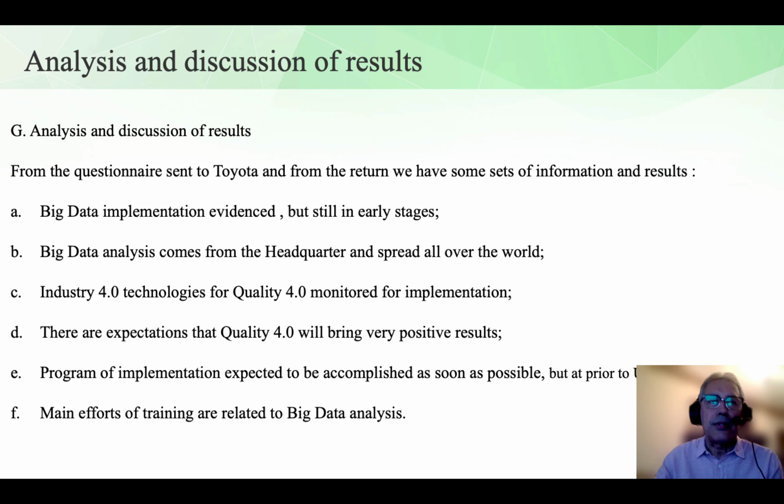Considering the analysis of this information, big data implementation was evidenced, but is still in the early stages. Big data analysis comes from the headquarters and is spread all over the world. Industry 4.0 technologies for Quality 4.0 monitoring for implementation. There are expectations that Quality 4.0 will bring very positive results, and the program of implementation is expected to be accomplished as soon as possible, but prior to the markets of the United States and Europe. And the main efforts of training are related to big data analysis.